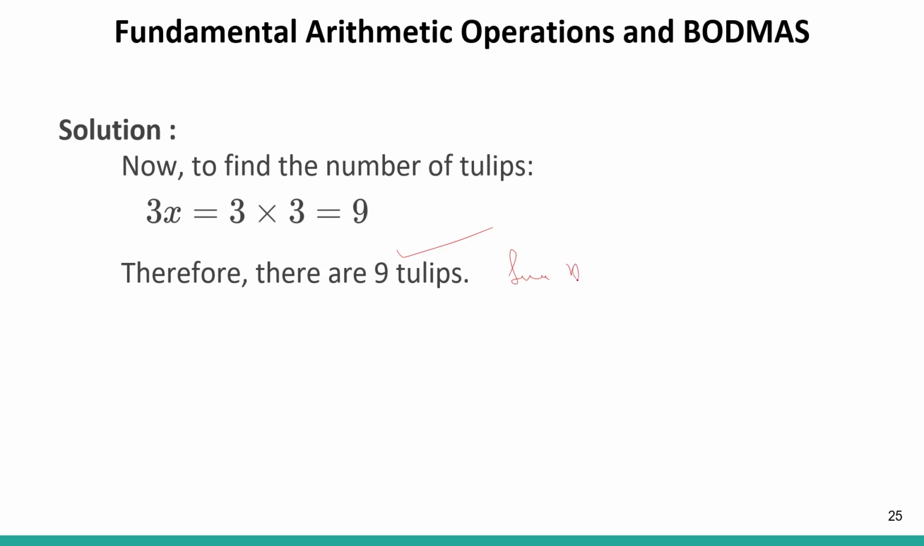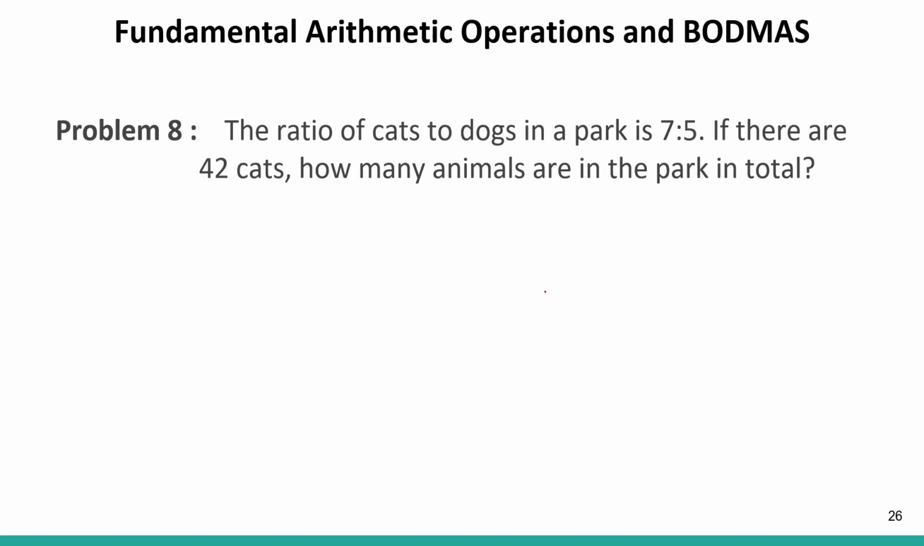Final answer. Let's see problem number 8. The ratio of cats to dogs in a park is 7:5. If there are 42 cats, how many animals are in the park in total? Okay, so for the ratio of cats to dogs, let the number of cats be 7x and the number of dogs be 5x in that park.